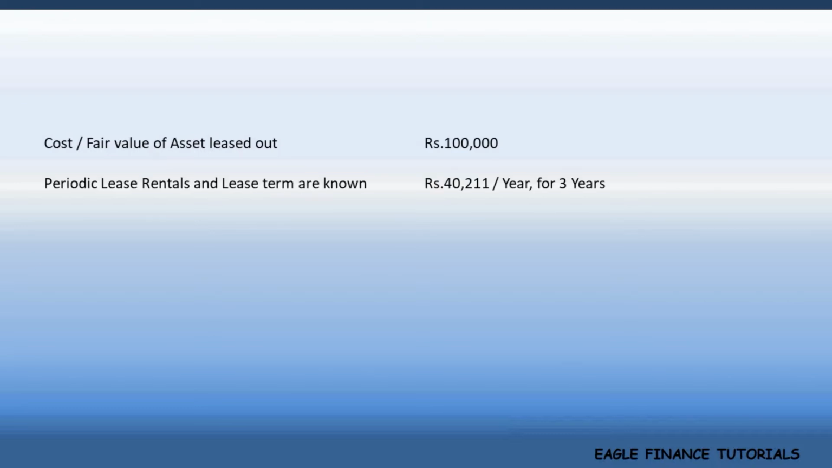Consider in a lease, the fair value of asset leased out is rupees 1 lakh. Lease term 3 years and lease rentals rupees 40,211 a year. Interest rate on the lease 10%. With this, we know the total lease rentals receivable throughout the lease term: rupees 40,211 times 3 years, rupees 1,20,633.